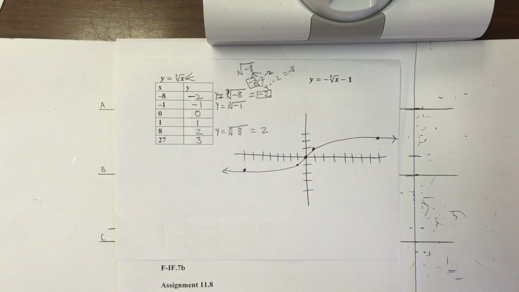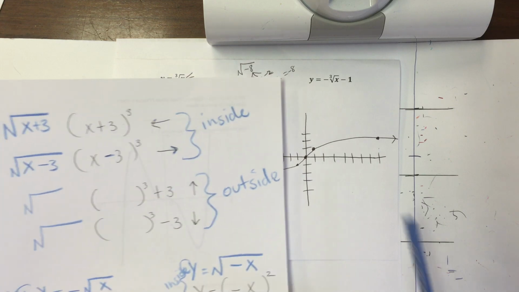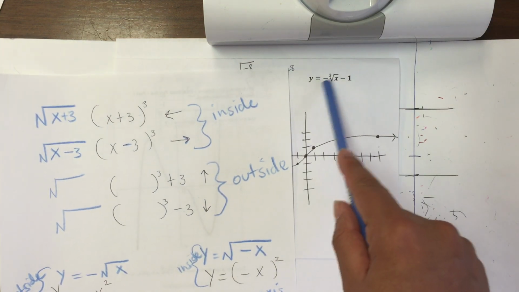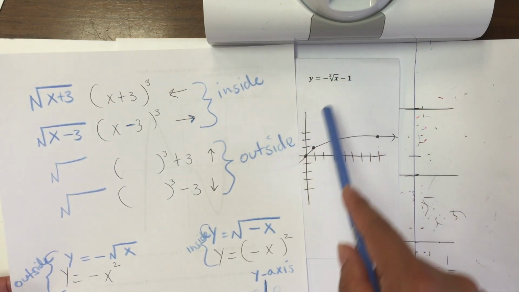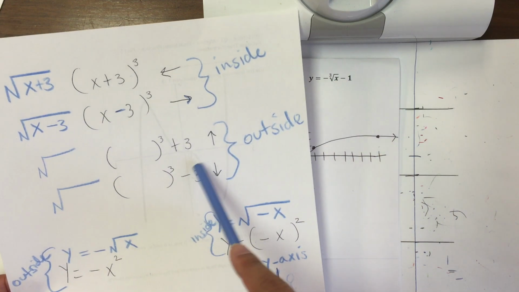Okay, so in this we have several things going on. We have -1 outside, meaning that it's going to go down.